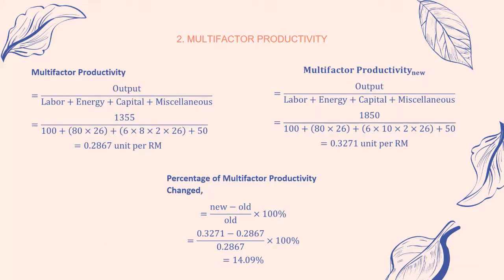Next, we move to the multi-factor productivity. For the multi-factor productivity of 8 working hours, we get 0.2867 units per RM, and then the new one with 10 working hours, we get 0.3271 units per RM. Then we calculate the percentage change, and we can see here it increased by 14.09%. It shows that it is more productive when the working hours are increased.